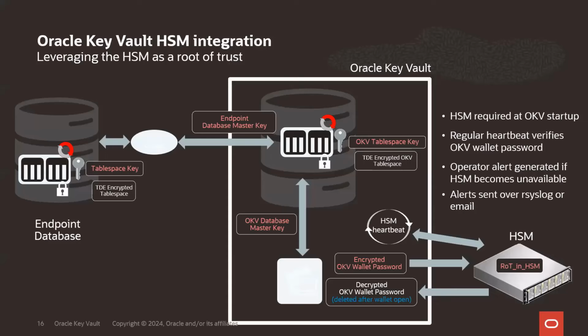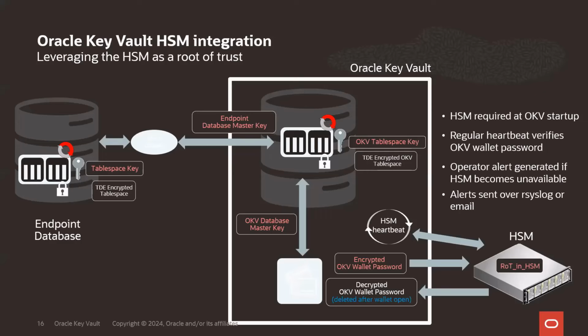Here is how an HSM protects OKV. OKV is using TDE inside. We have a password protected wallet. When we have an HSM connected to OKV, the wallet password is randomly generated. It is written to a file, and this file is encrypted with a symmetric key that we get from the HSM.